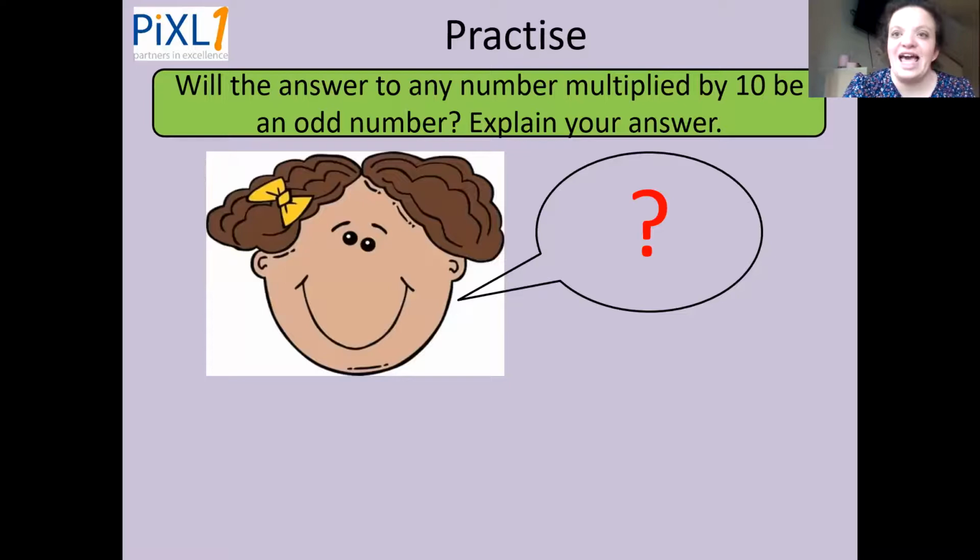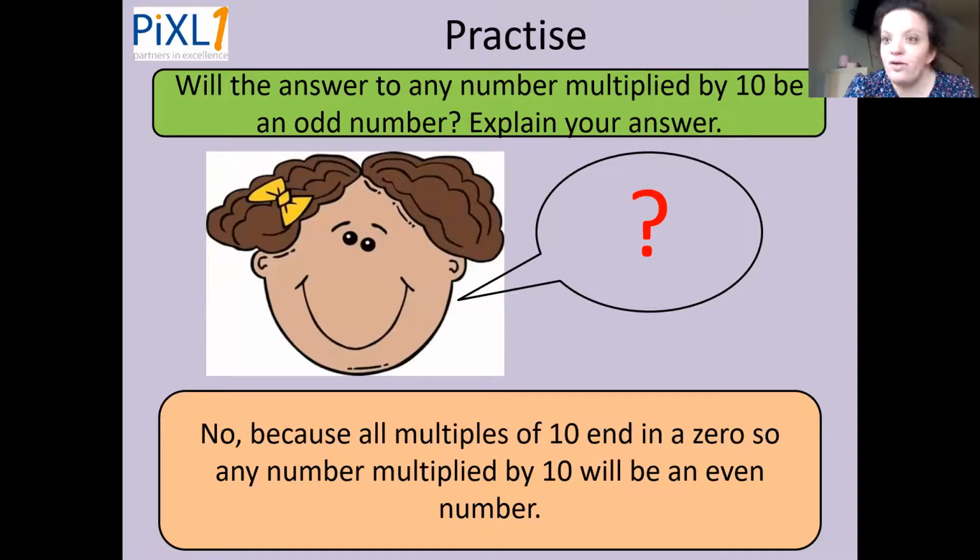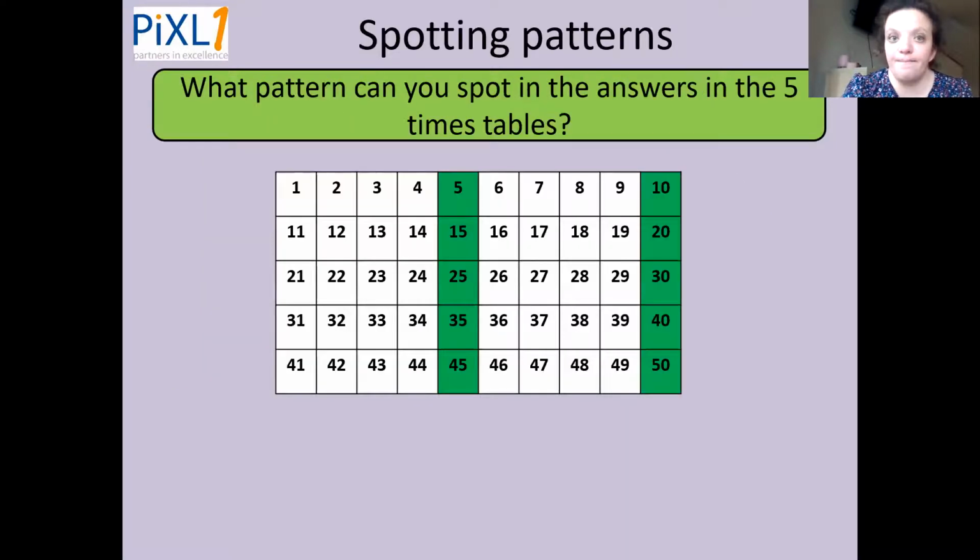Will the answer to any number multiplied by 10 be an odd number? Yes or no? Explain your answer, write it down, pause. Okay, well done. It'll be no, because all numbers that are multiples of 10, all numbers that are multiplied by 10, end in a 0. So any number multiplied by 10 will be an even number.